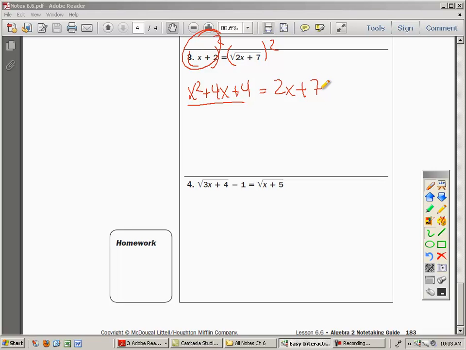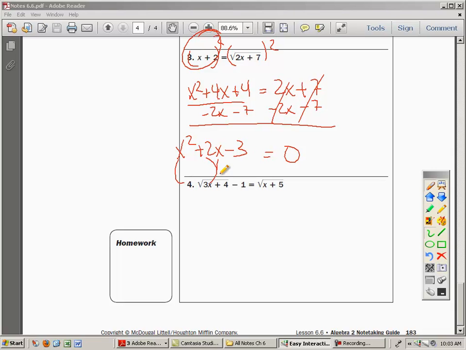Now we're going to get everything on one side, so minus 2x and minus 7, minus 2x and minus 7. So I get x squared plus 2x minus 3 is equal to 0. Now fortunately for us, this does factor nicely. We need two numbers that multiply to make negative 3 that add to make 2. Well, two numbers that multiply to negative 3 are simply 1 and 3. We need negative 1 and positive 3 to make positive 2. So this is x minus 1 and x plus 3.